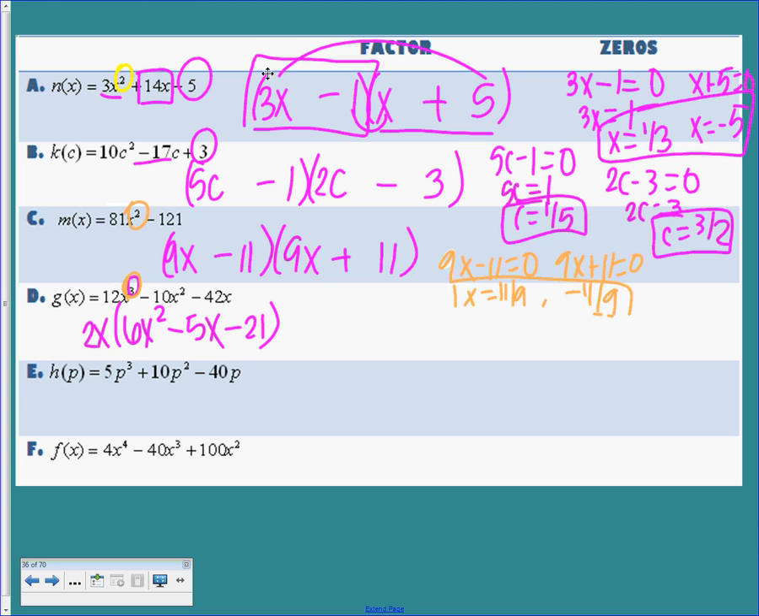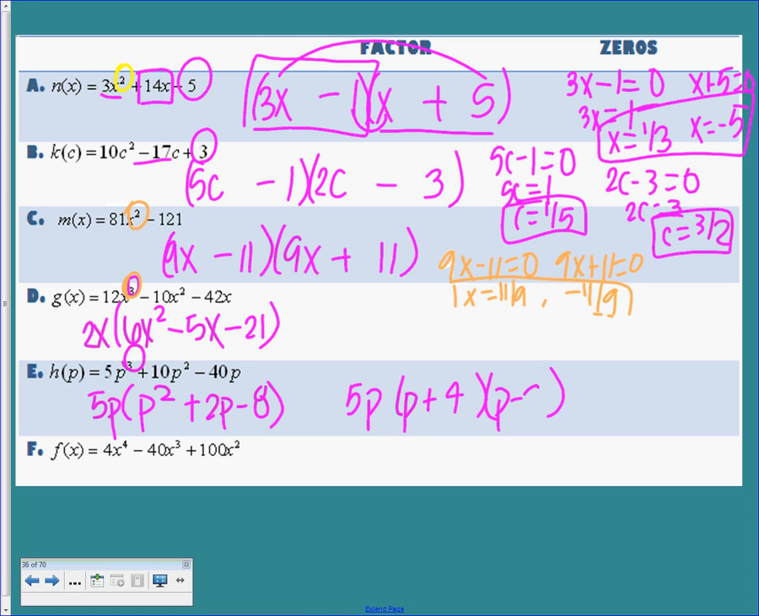All right, so E. Again, we've got a p to the third, so I need to get rid of it. So I'm going to factor out a 5p first, leaving me with p squared plus 2p minus 8. I'll factor that down again, so I'll leave my 5p out front. That will give me a p, and 8 will be 4 and 2. And I need a plus 2, so I'm going to say p plus 4, and then p minus 2. So the outsides give me negative 2, and a positive 4 gives me the 2p I'm looking for.